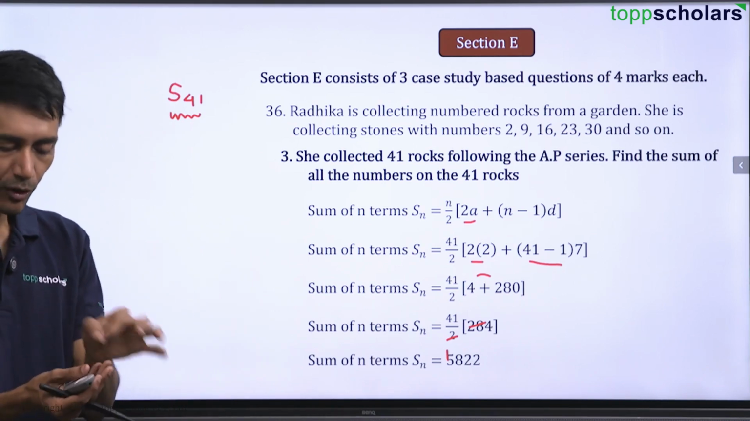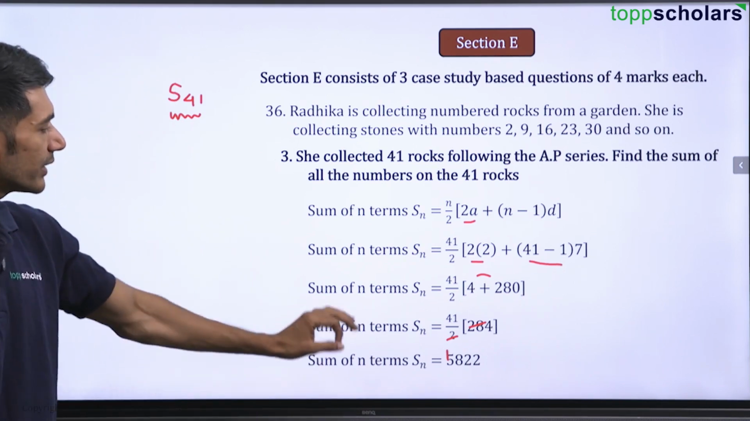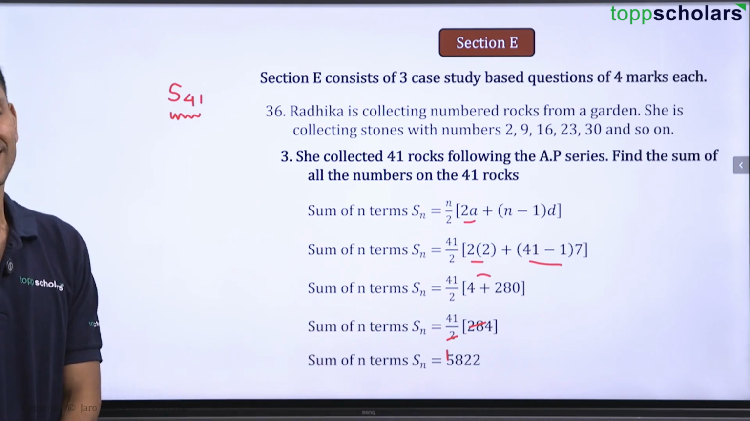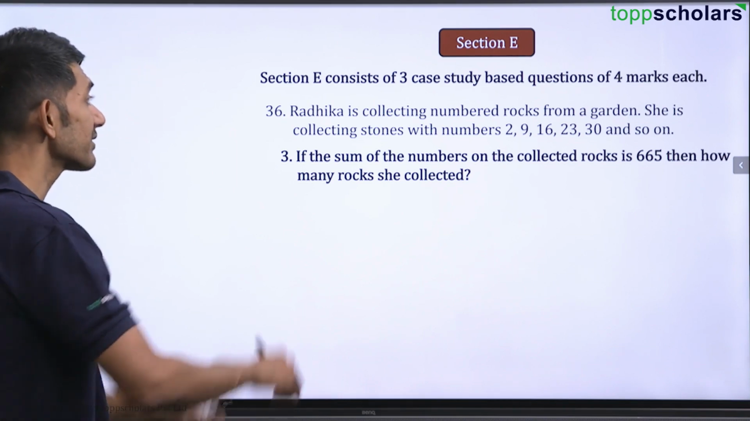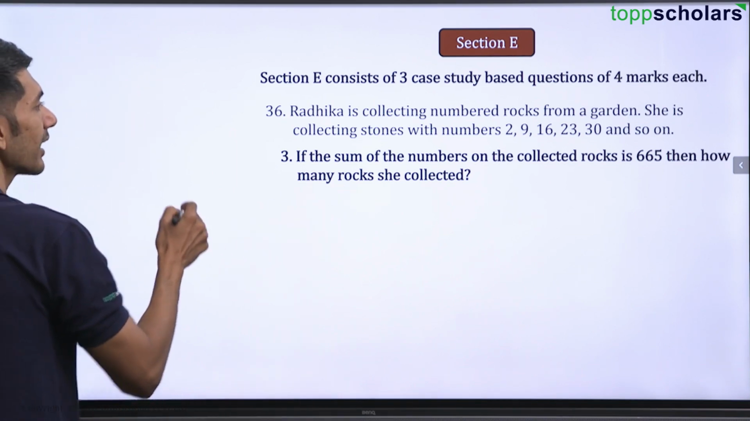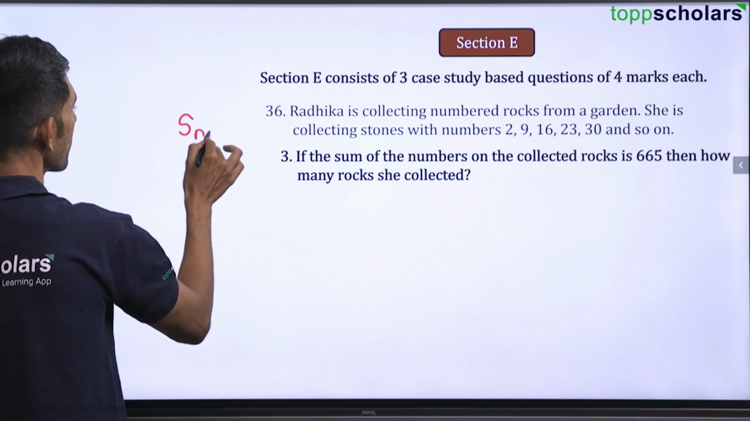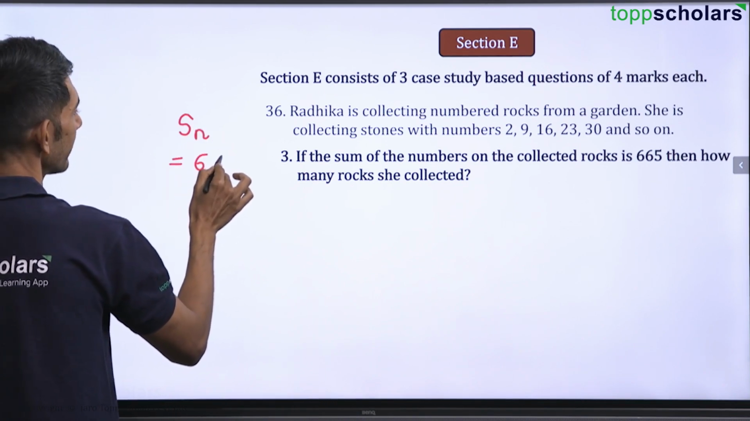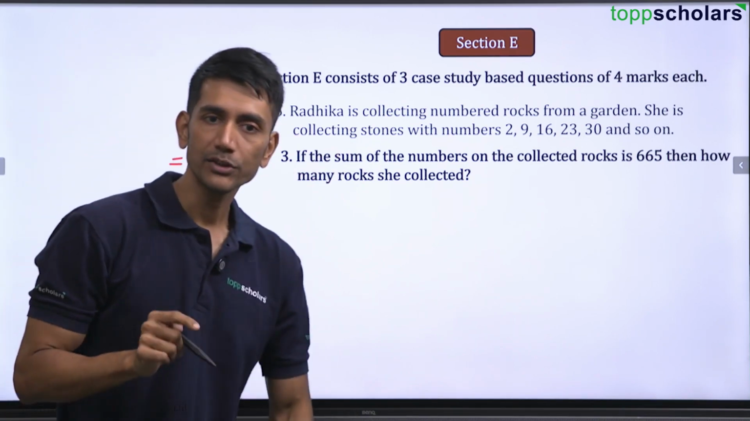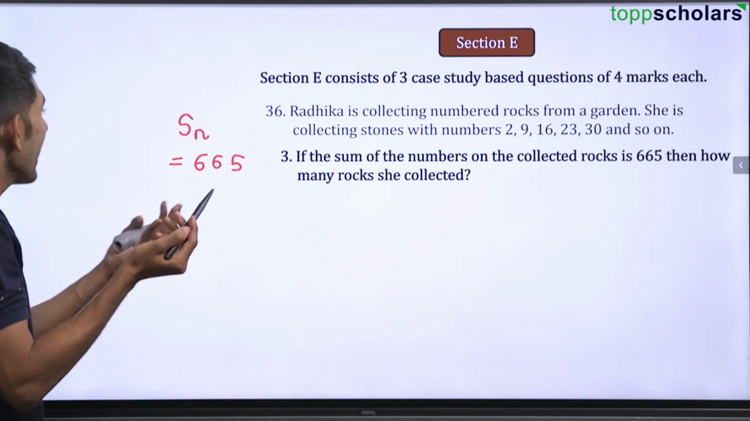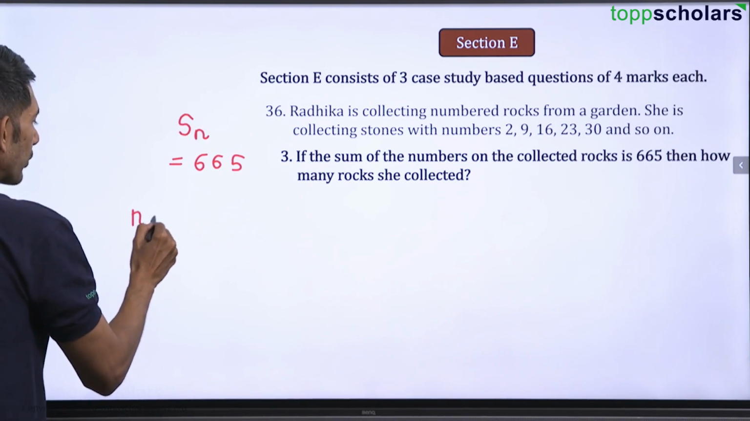So the sum of all the rocks that she collected is 5822. Correct? Okay. Now they say if the sum of the numbers on the collected rocks, that is Sn, is given. Sn is 665. How many? Always remember, in the questions based on AP, if they say how many, that means we are supposed to find out n.